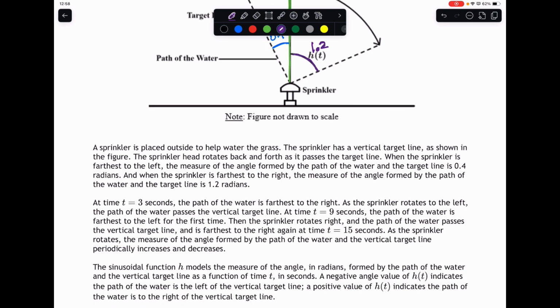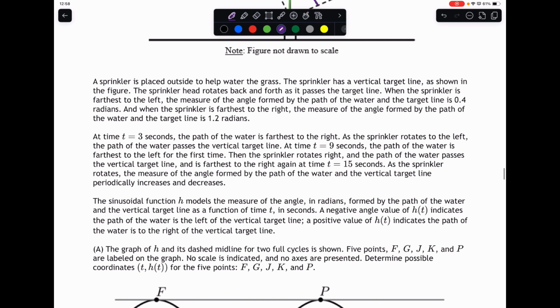Now at t equals 3 seconds, the path of the water is farthest to the right. As the sprinkler rotates to the left, the path of the water passes the vertical target line. And at t equals 9 seconds, the path of the water is farthest to the left for the first time. Then the sprinkler rotates right, and the path of the water passes the vertical target line and is farthest to the right yet again at t equals 15 seconds. As the sprinkler rotates, the measure of the angle formed by the path of the water and the vertical target line is periodically increasing and decreasing.